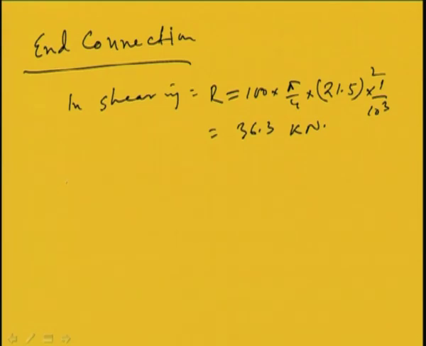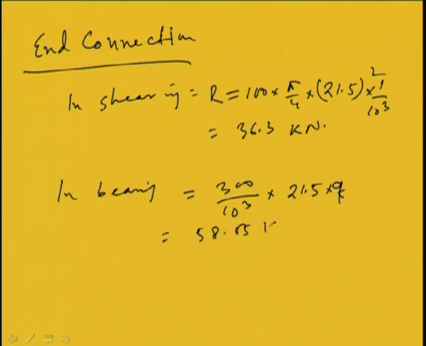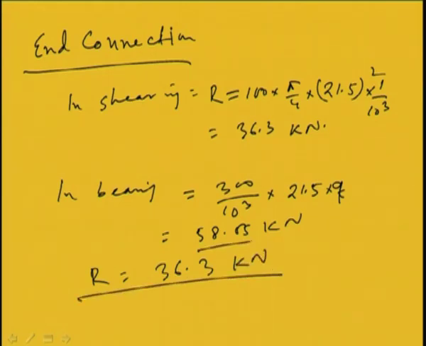And for bearing, it will be 300 sigma PF into D into T. T is 9 millimeter. So this is coming 58.05 kN. So the rivet value can be taken as 36.3 kN, which is the lowest of these two. So rivet value we can find out.